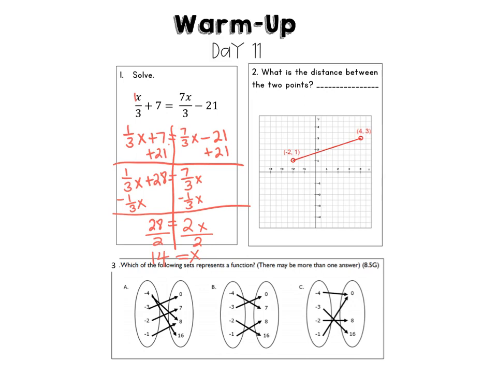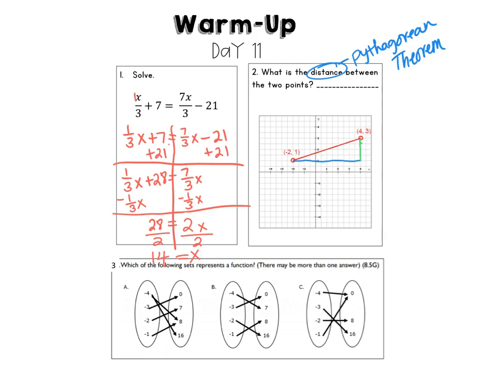Okay, moving on to problem number 2. It's asking us to find the distance, and since it's distance, remember there's a difference between distance and slope. Distance is a Pythagorean theorem problem. So I'm going to connect these dots to make the triangle. And we are missing our hypotenuse.